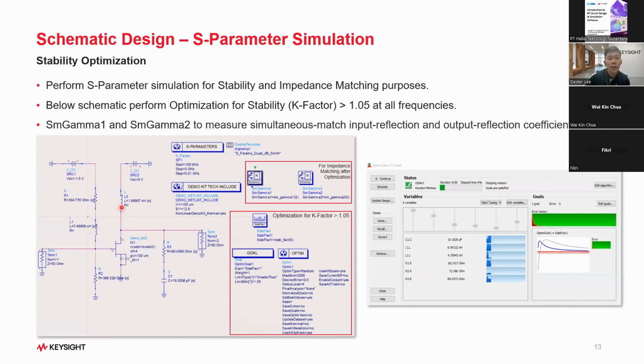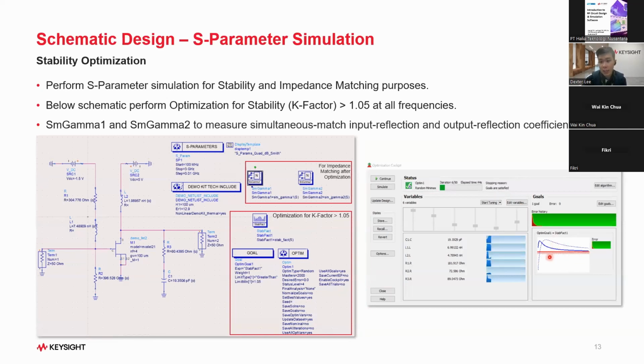Once I place the stability network, that's where I want to do optimization. This block here holds some of the components that I've created for optimization. I define the goals that I need. In this case, my goal was K factor to be more than 1. And then I run the optimization, and you can see that eventually the goals are being satisfied during my optimization process.